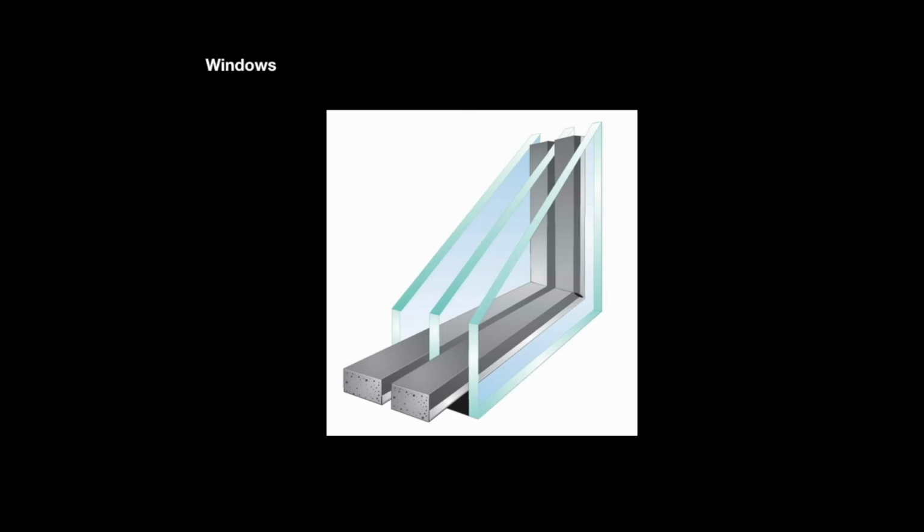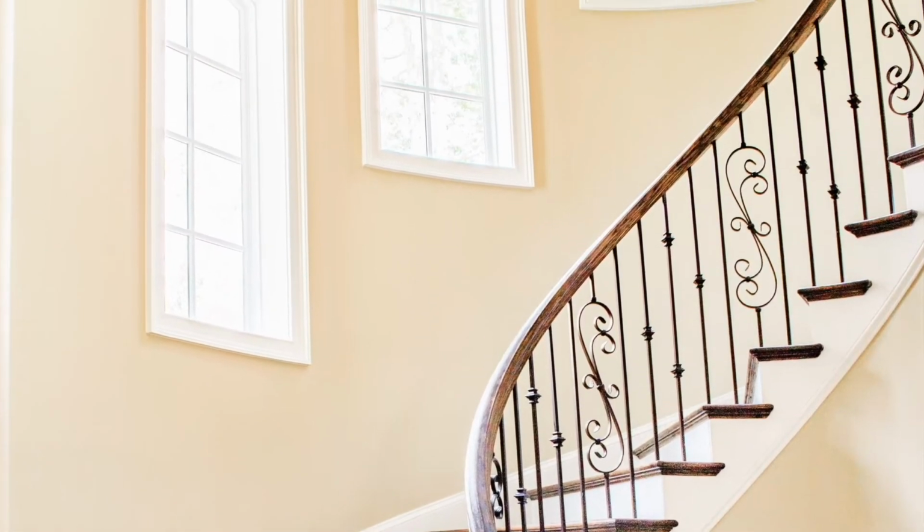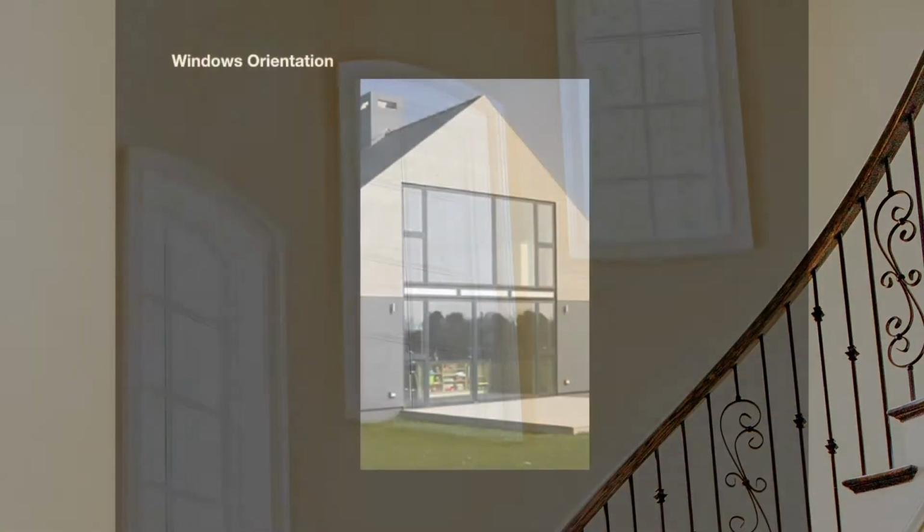Windows. Windows can be a weak point in the insulation. Triple-pane windows have 3 layers of glass with non-conducting gas such as argon gas in the middle of the panes. These high-efficiency windows make a significant difference.